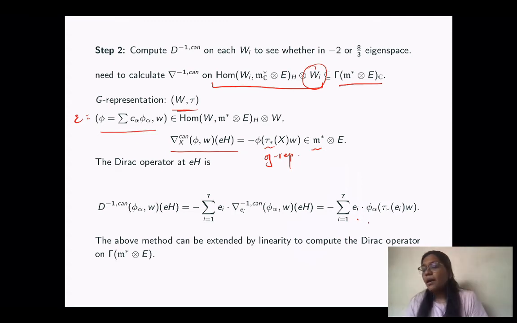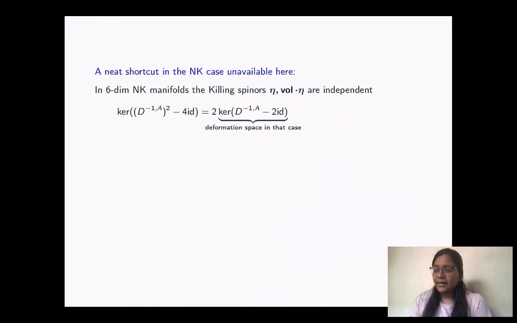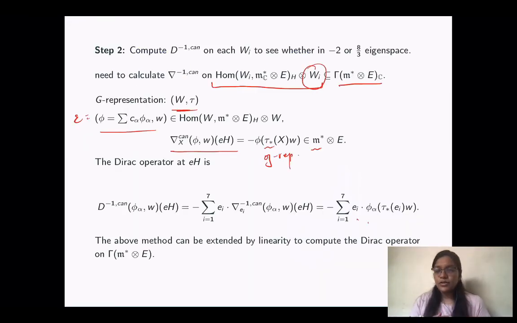Now here we only took one element of the section, but it's not necessary that any element looks like this. You might need to extend it by linearity, but it's enough to check it on one of the elements, and since these are G irreps, it will be in either the -2 eigenspace or the +8/3 eigenspace. So you do not need to check any general element. You can just pick one element and see the action of the Dirac operator on that. Then you can extend it by linearity, and that will tell you whether it's in the -2 eigenspace or the +8/3 eigenspace.